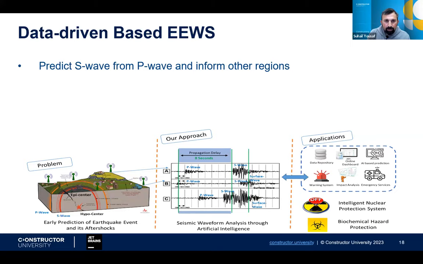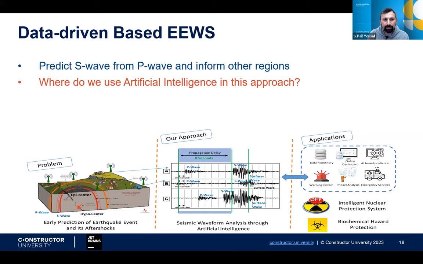Then in the data-driven earthquake early warning systems, the main focus is on predicting the S wave, or the secondary waves, from the P waves, the primary waves. And based on that, we have to inform other regions. Next, please. So where do we use AI in this approach? Next, please.